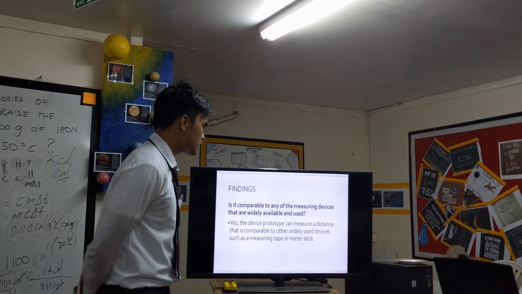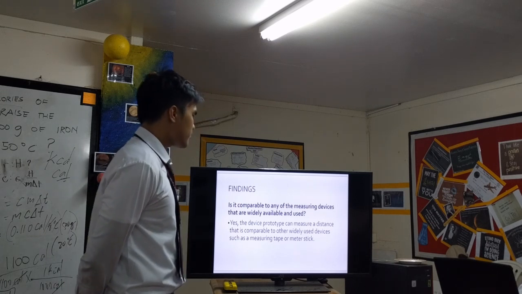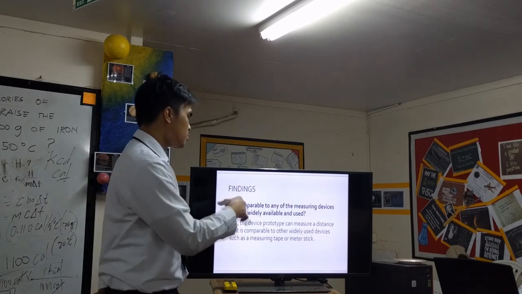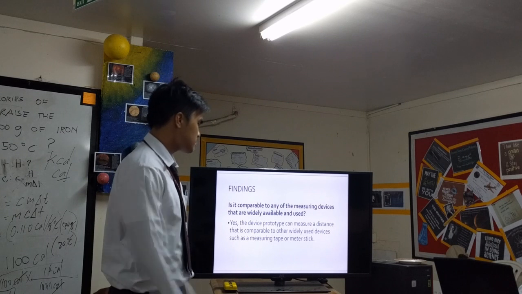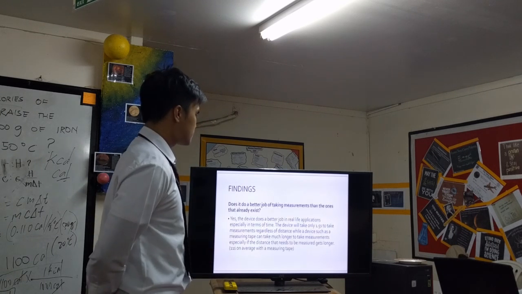Is it comparable to any of the measuring devices that are widely available in use? Yes, the device prototype can measure a distance that is comparable to other widely used devices, such as measuring tape or meter stick. We have tried it already.